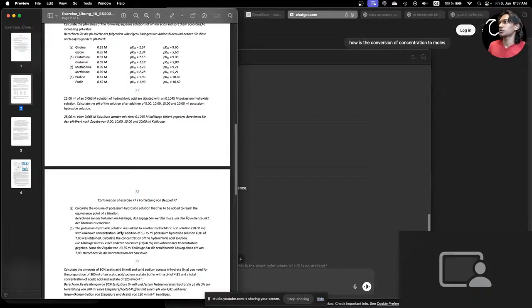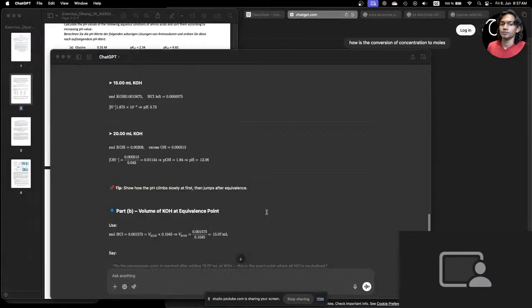Potassium hydroxide solution was added to another hydrochloric acid solution with unknown concentration. After addition of 13.75 milliliters of potassium hydroxide solution, a pH of 7 was obtained. Calculate the concentration of hydrochloric acid. So let's start with the titration. What is equivalence?